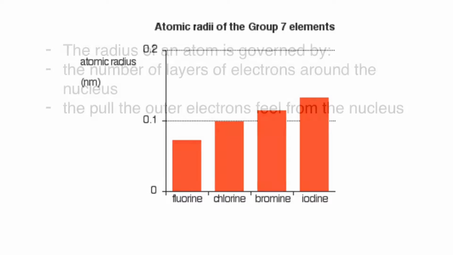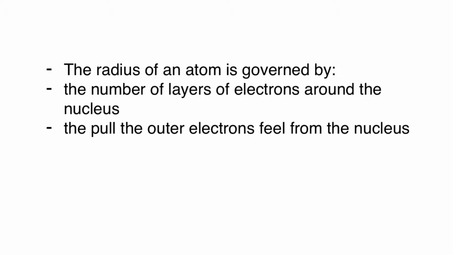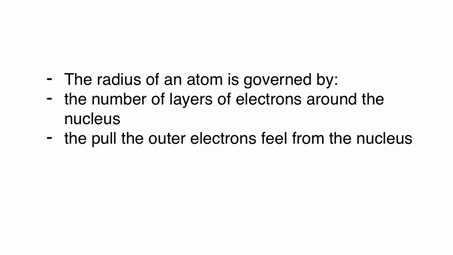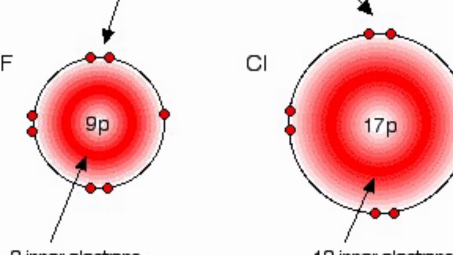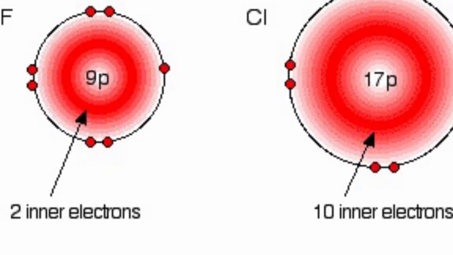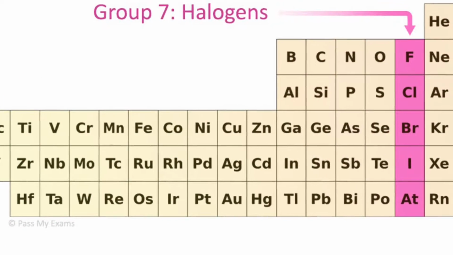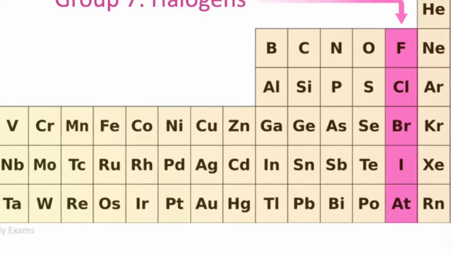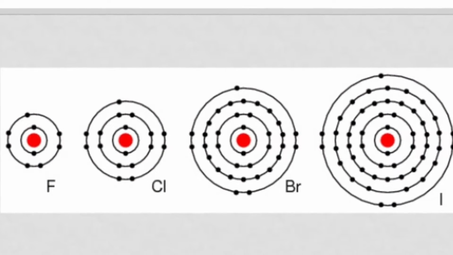This is because the radius of an atom is governed by the number of layers of electrons around the nucleus and the pull the outer electrons feel from the nucleus. When comparing fluorine and chlorine, it is clear to see that the outer electrons feel a net pull of 7+ from the nucleus. The positive charge on the nucleus is cut down by the negativeness of the inner electrons. This is equally true for all the other atoms in group 7. The outer electrons always feel a net pull of 7+ from the centre.